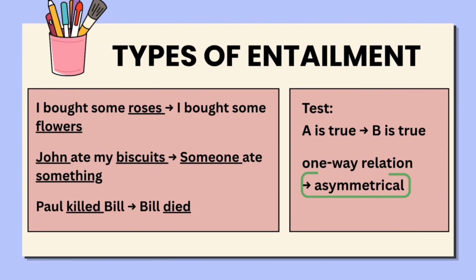At the bottom of the slide, there is a simple test for entailment. If sentence A is true, then sentence B must also be true. And again, all these examples show a one-way and asymmetrical relationship because the opposite direction does not always work.